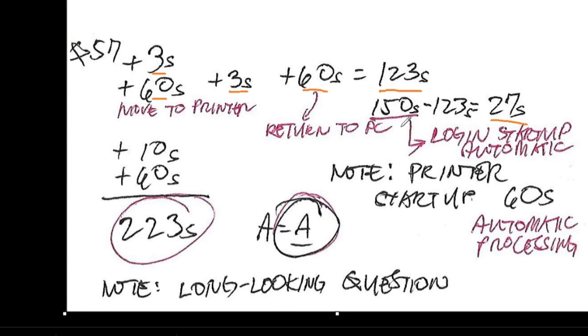And then once you've done that, you do the next steps, 10 seconds and 60 seconds. So if we add 150, 10, 60, and the 3 seconds here, let me mark it down like this. The total will be 223, which is the letter A.